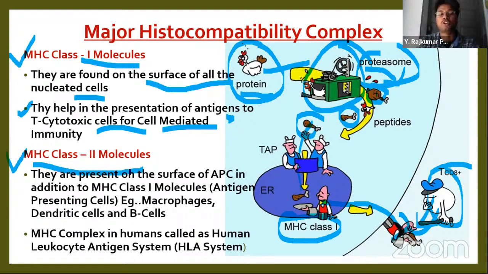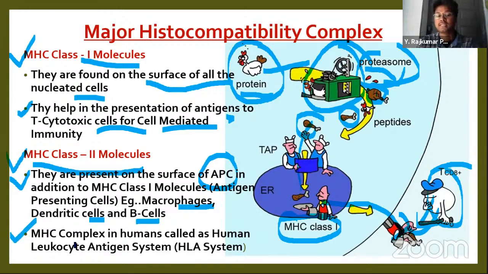Let's see MHC class 2 molecules. Class 1 molecules are located on the surface of the nucleated cells, whereas class 2 molecules are present on the surface of antigen presenting cells. Examples of antigen presenting cells are macrophages, dendritic cells and B cells. But MHC class 1 molecules are located in all the cells of the body, because all cells of the body are nucleated, isn't it? Except the RBC, all the cells of the body are nucleated. So MHC class 1 molecules are located on every cell of the body, whereas MHC class 2 molecules are located only on the antigen presenting cells. And these antigen presenting cells also contain the MHC class 1 molecules.